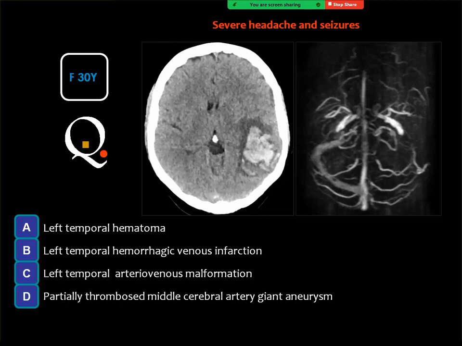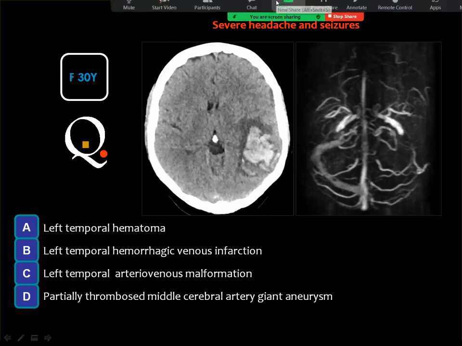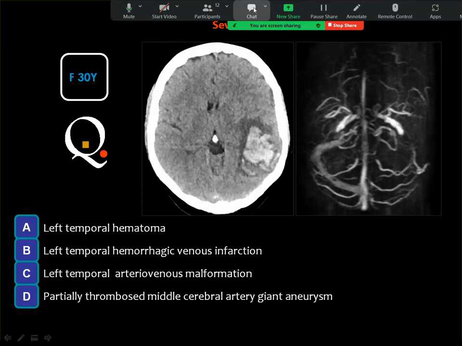And here you got a female patient, 30 years old, with severe headache and seizures. This is the CT scan of the brain and the MR venogram. And there are some choices.